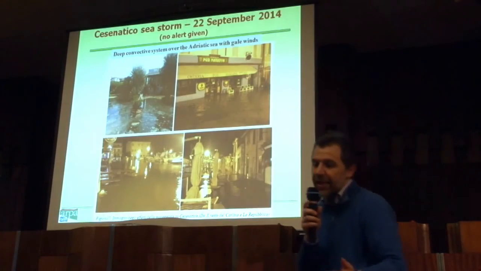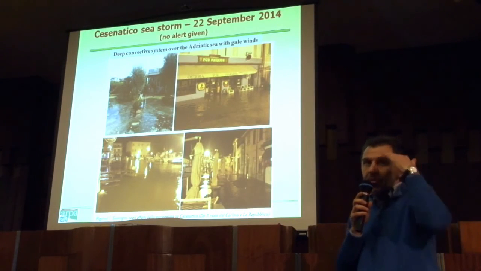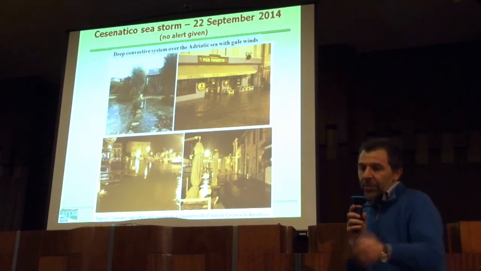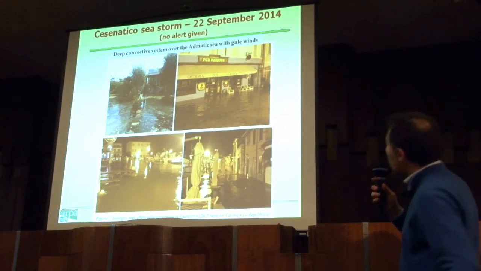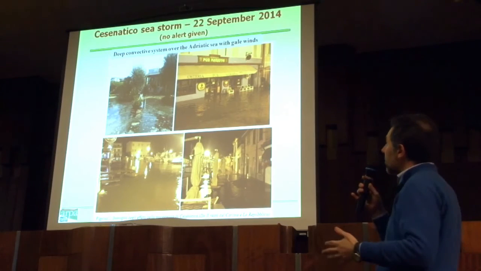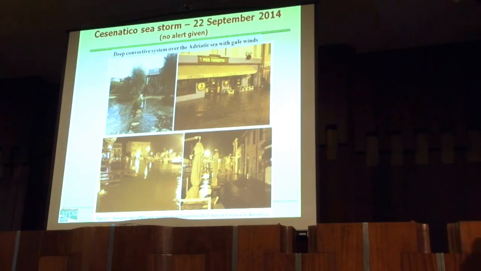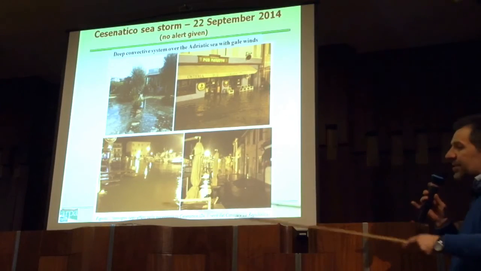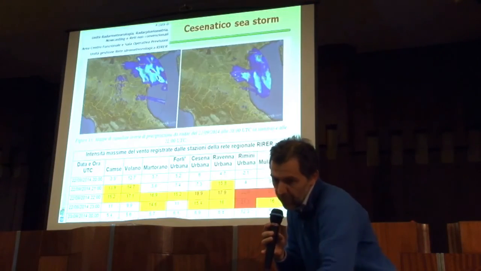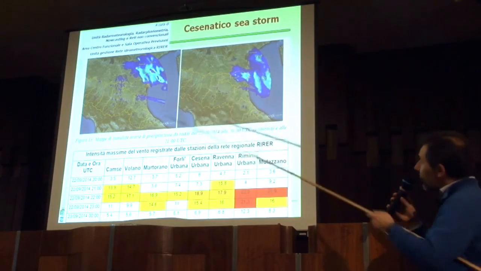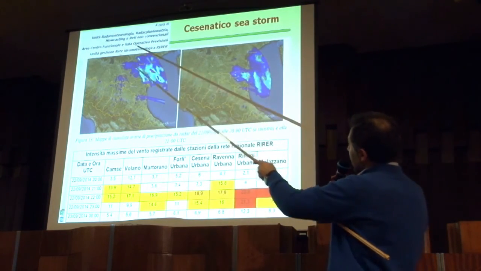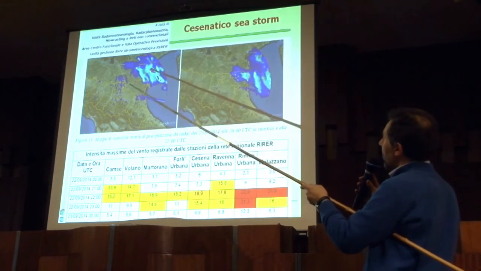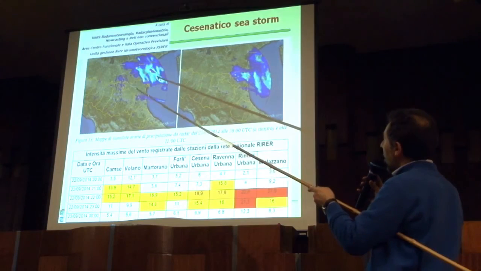Now we can have a look at some other cases. One is quite recent, a sea storm occurring in Cesenatico last September. There was a deep convective system over the Adriatic Sea with gale winds, which made the sea enter the town. There was no alert given, so it was not possible to set up the barriers which are present in the town to prevent this type of event. And so there was some flooding due to the sea which entered inland. No alert was given, and this is from the report of the radar meteorological area and Sala Operativa. Here it is shown the cumulative amount of precipitation in the evening on the 22nd.